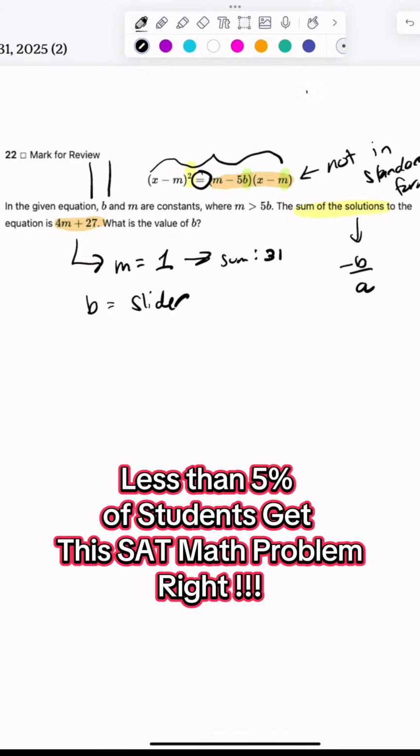Because they said right here, m is greater than 5b. Well, 1 is greater than 5 times negative 5.6. That's for sure. So this problem checks out.